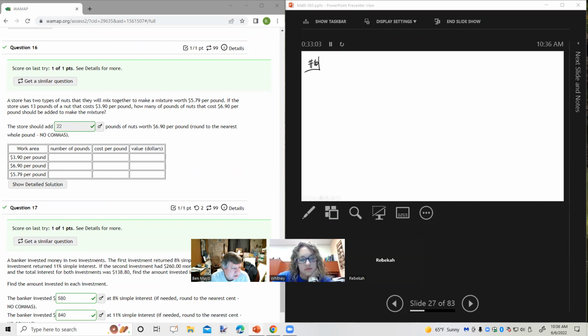A store has 2 types of nuts that they will mix together to make a mixture worth $5.79 per pound. If the store uses 13 pounds of a nut that costs $3.90 per pound, how many pounds of nuts that cost $6.90 per pound should be added to make the mixture? Okay. All right, so let's make our table.